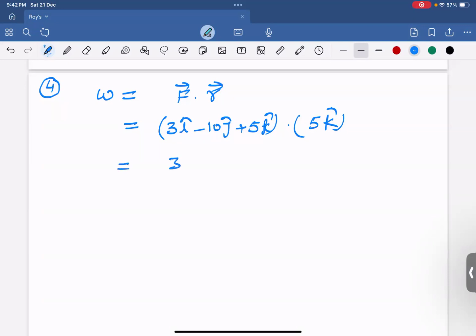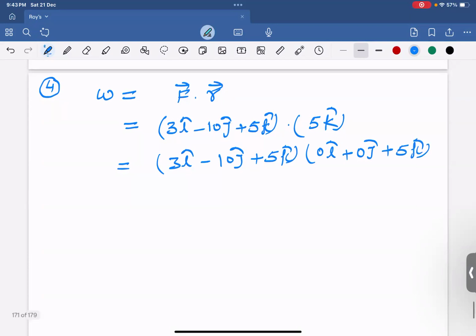It can also be understood in this way: we have 3i minus 10j plus 5k, and displacement 0 i cap plus 0 j cap plus 5 k cap. So the work done is the dot product: 3 into 0 is 0, this is also 0, 5 into 5 is 25. So the final answer that you will get is 25 joule.